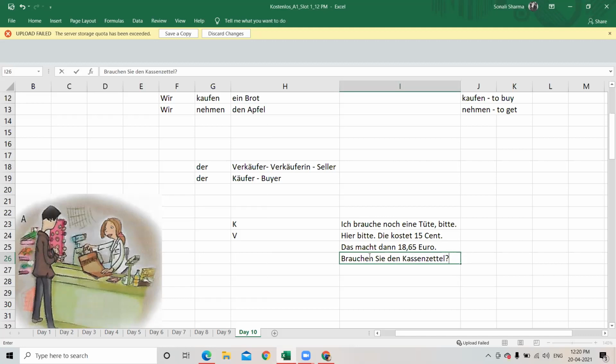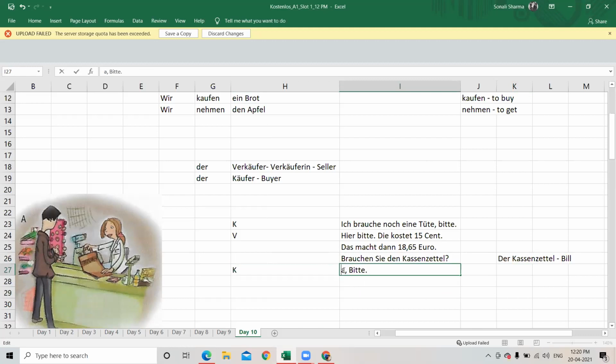It is starting from a verb. So brauchen Sie den Kassenzettel? Do you need a receipt? Bill? So here I'm writing. So the parent article is there, der. It is changing into den because of the accusative. So der Kassenzettel. The meaning is bill. Brauchen Sie den Kassenzettel? And now we can put the Käufer, the buyer, he will be saying yes, please. So ja, bitte.